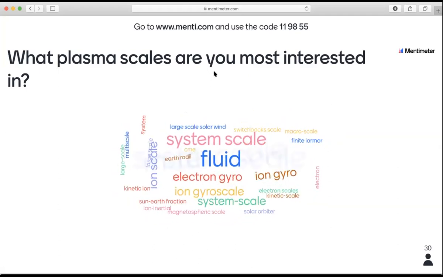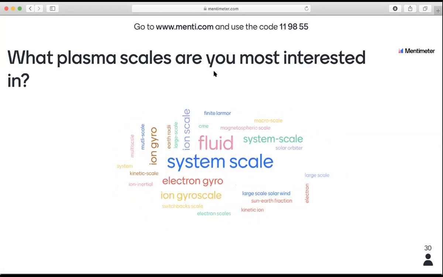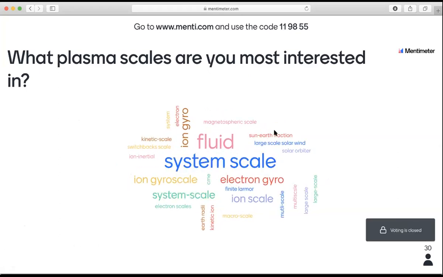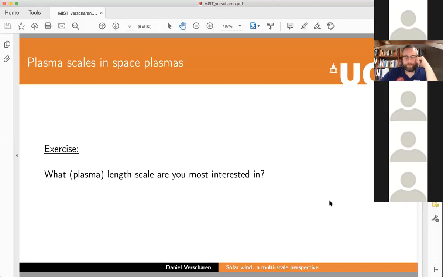Okay, maybe just give it another 15 seconds or so, and then I'll stop it. Switchbacks, yeah. Earth radii, yeah, I would imagine that for the magnetospheric community, that's really the typical scale they are working with. Okay, so we're going 5, 4, 3, 2, 1. Close voting. Okay, great. So yeah, so here we have a nice overview now over these different scales that we are working on. As I said, I will keep this, but now let's just flip back to the presentation.